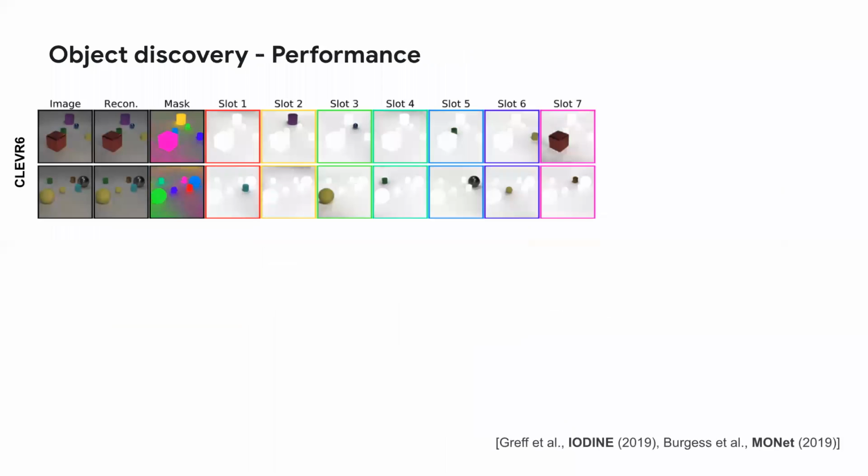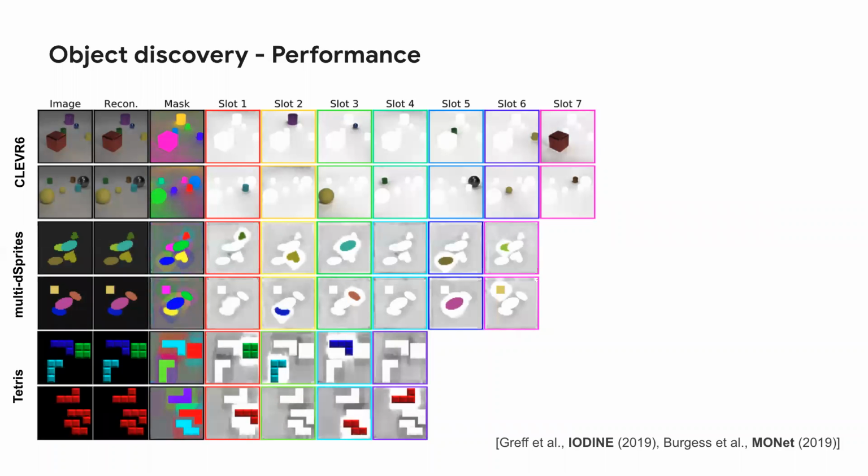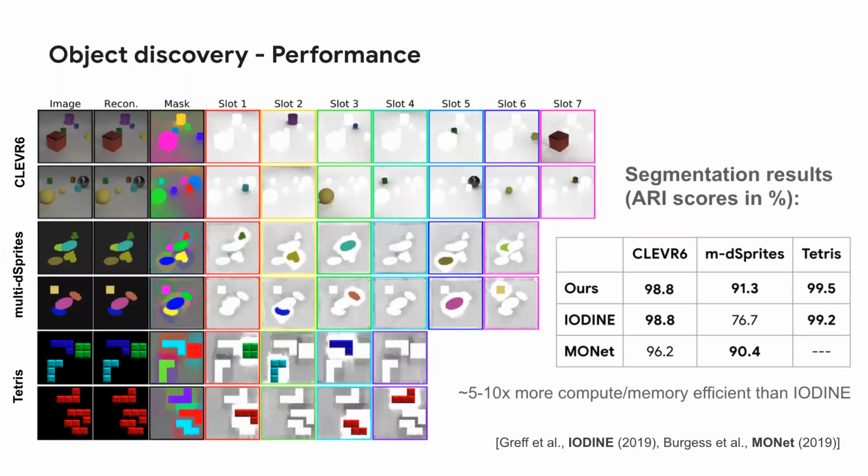This is how it looks on CLEVR6. The first column is the original input and the reconstruction, and as you can see, it's pretty crisp. Then you see the decoder masks and the reconstruction for each slot. You can see here that each slot is neatly capturing a single object. We do this for other datasets as well, Multi-dSprites and this Tetris dataset, and we get results which are competitive with the state of the art.